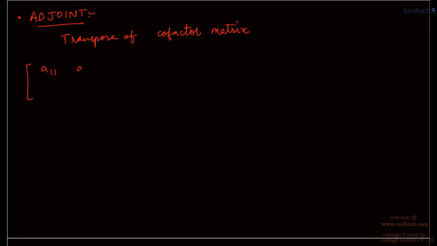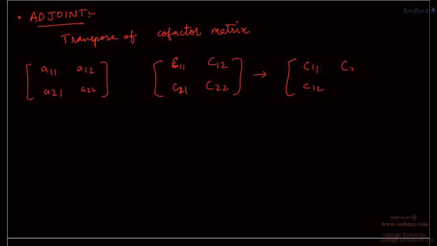Suppose I have this 2 by 2 matrix, and the cofactor matrix is now nothing but capital C: C11, C12, C21, C22. Now what I do is transpose this. So I have C11, C21, C12, C22. So this is my adjoint matrix, the adjoint of my original matrix. So what is this? This is nothing but the transpose of the matrix of cofactors of the elements of A.